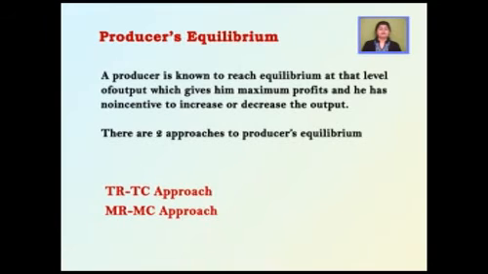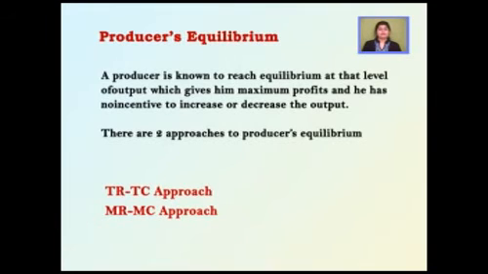So we have already done with the concept of consumer equilibrium in the last unit. Now let's see what is producer equilibrium. A producer is known to reach equilibrium at that level of output which gives him maximum profits, and he has absolutely no incentive to increase or decrease the output.